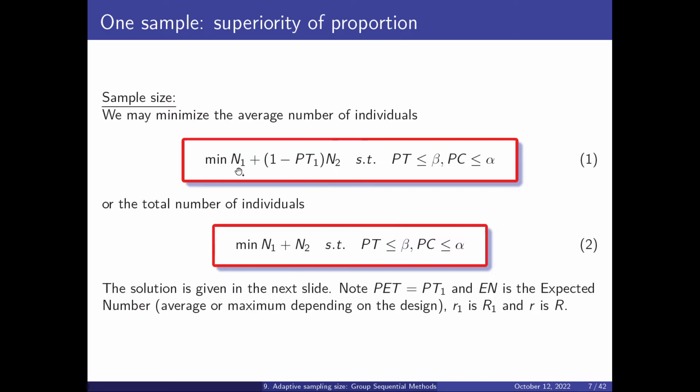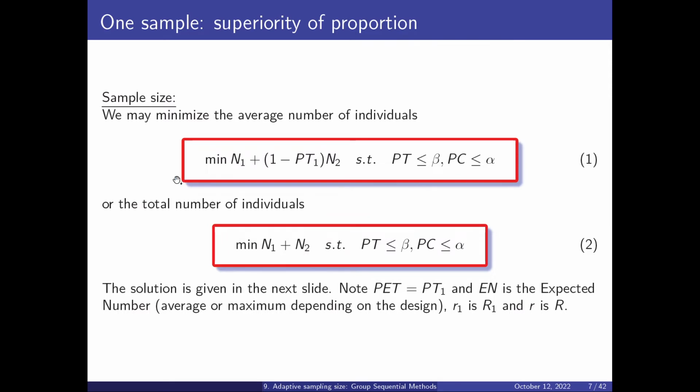And there are two kinds of designs. In the first one, we minimize the average number of individuals. So what is the average number? It is n1 plus n2, but n2 doesn't enter fully, because if we terminate the experiment, we don't have n2. So this probability multiplication in front accounts for the fact that we don't always go into the second stage. So we want to minimize the average number of individuals, subject to the statistical power that we want and the confidence level that we want.